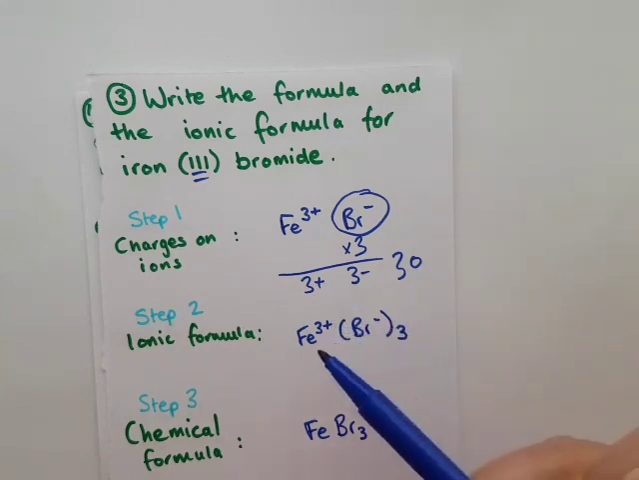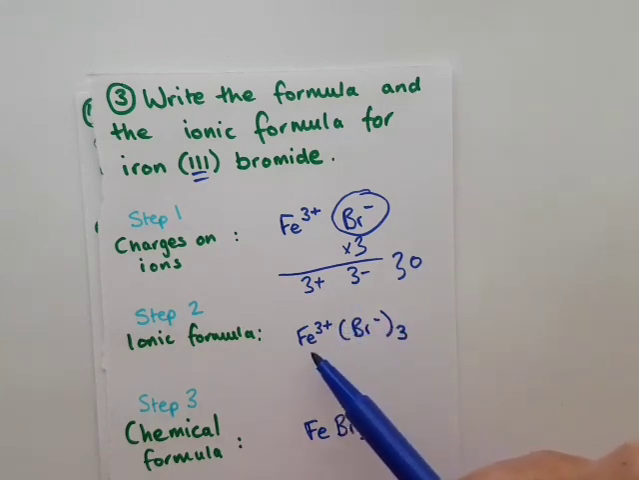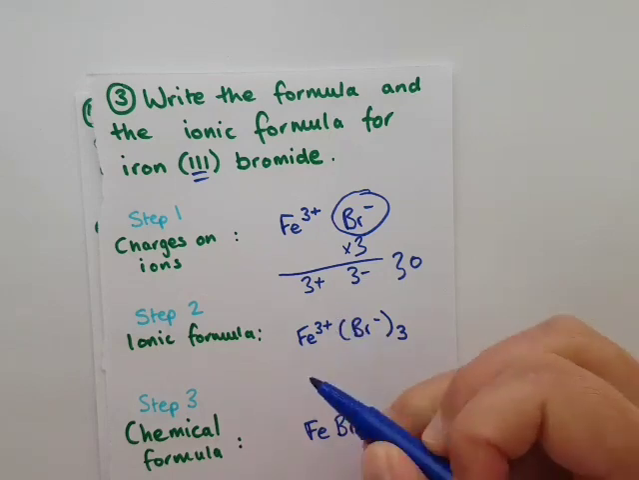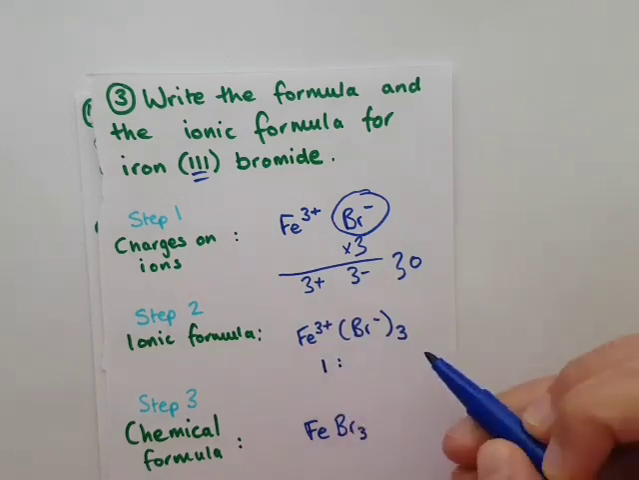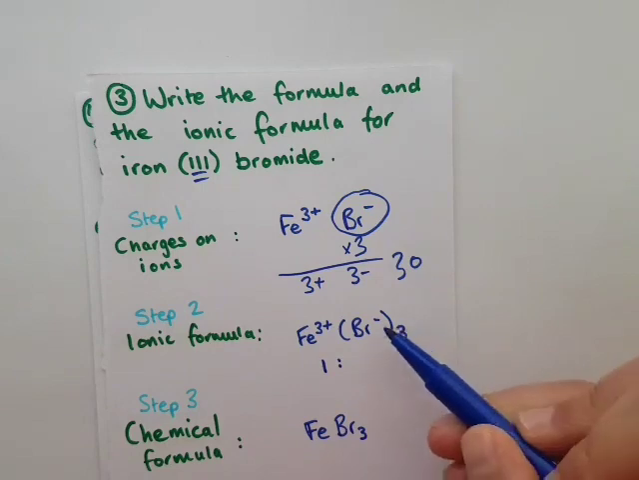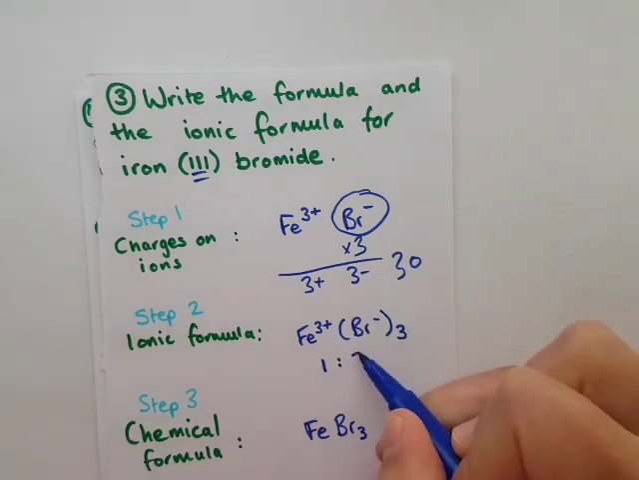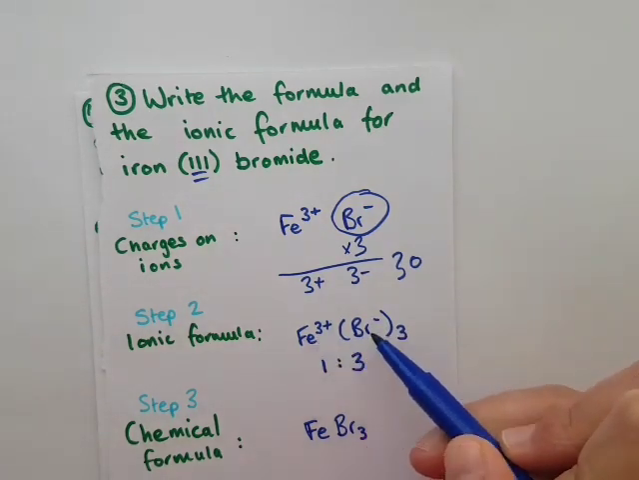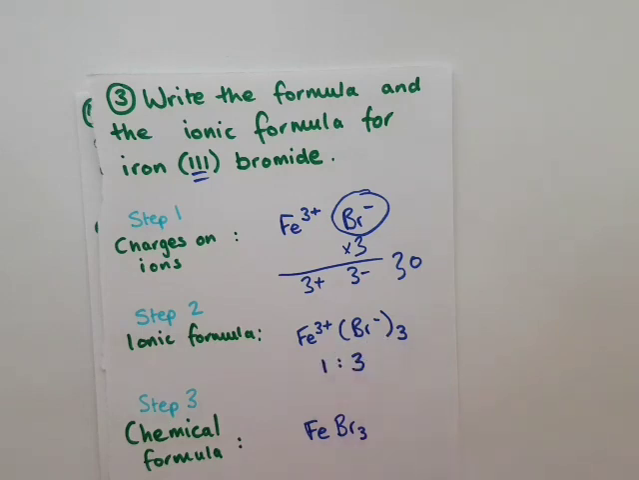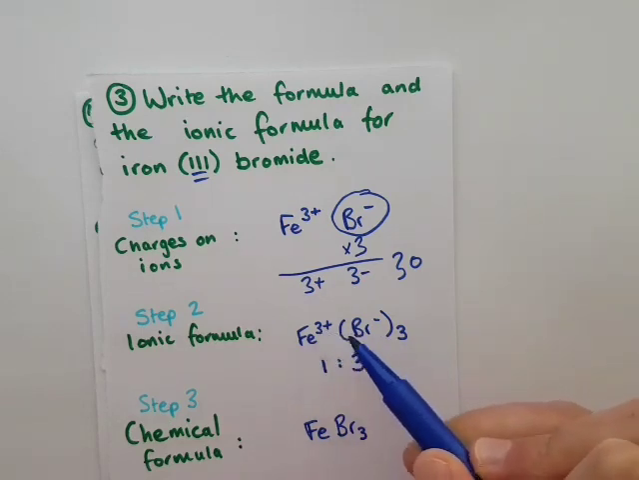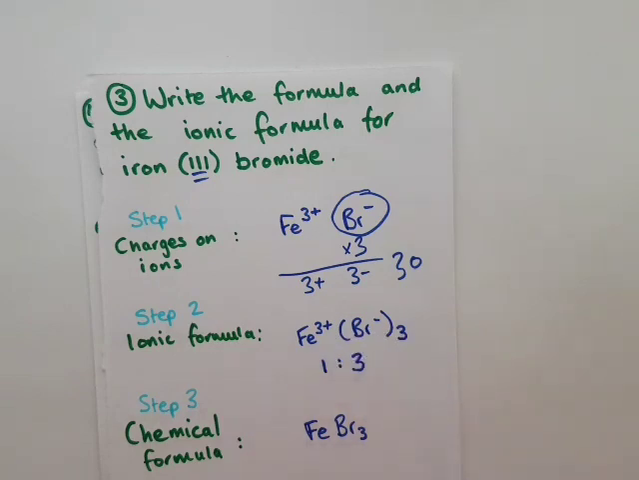So the ratio is given by the fact that there's no number beside the iron, so we can assume that there's only one of these, but there's a 3 to the bottom right of the bromide. That tells us that we have iron and bromide ions in a 1:3 ratio. The chemical formula doesn't show these charges, it doesn't show 3+ and 1-, but it still shows that we have iron and bromide in this 1:3 ratio.